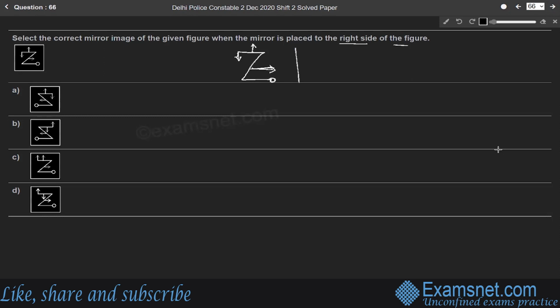Right? When a mirror is placed to the right side of the figure, the image looks like the mirror image of Z. Accordingly, the arrow mark will be downwards like this, and this arrow mark will be leftwards, and the upward arrow mark will be as it is like this, and the circular symbol will be like this, right? Therefore, option A is the right answer.